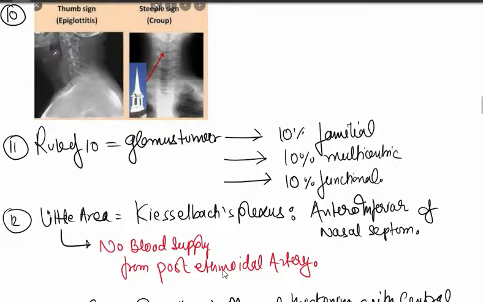Thumb sign. What is thumb sign? Where is it seen? It is seen in epiglottitis. So this is the thumb sign. Steeple sign, just like the top of a church, is seen in croup.